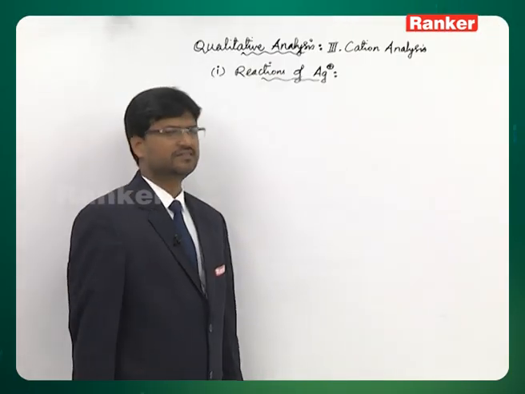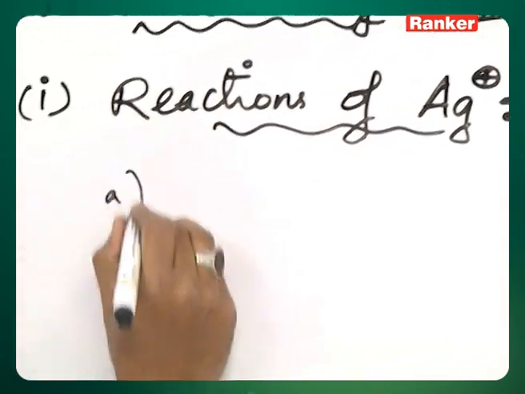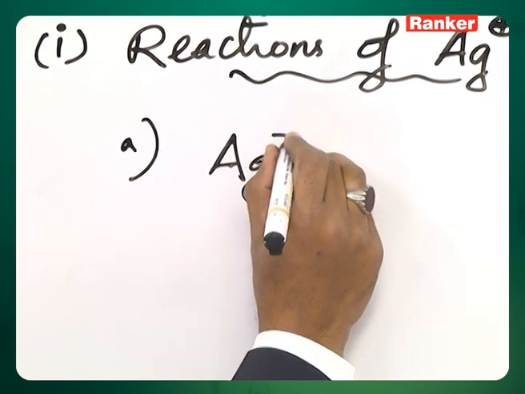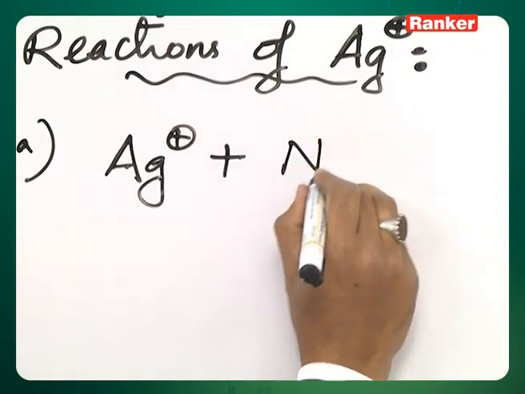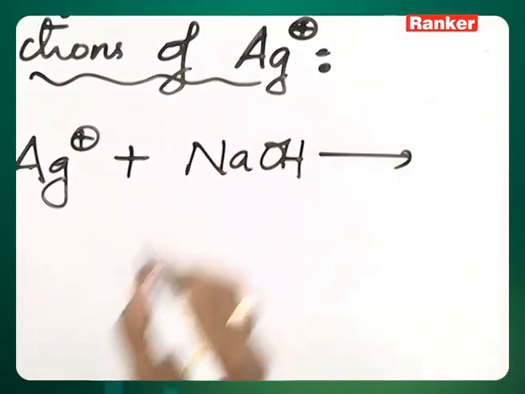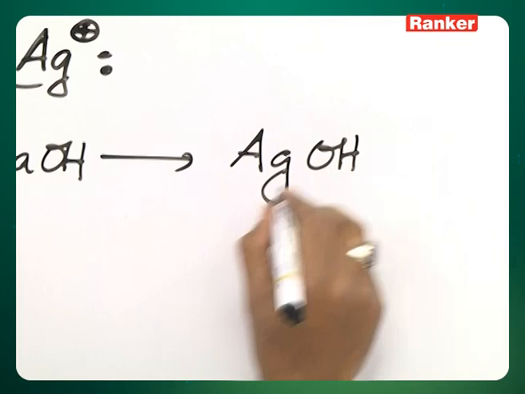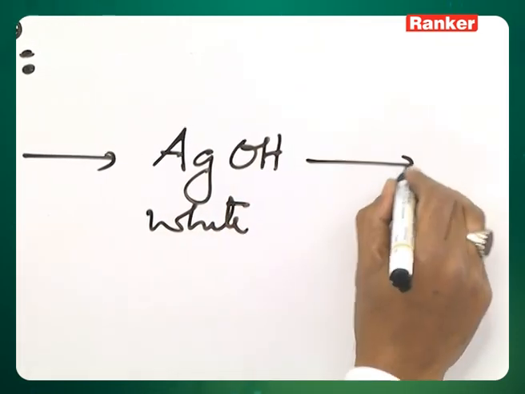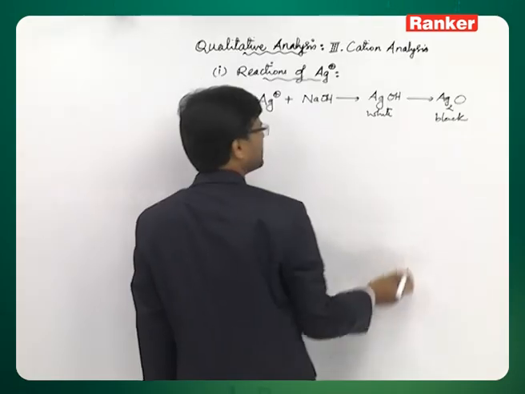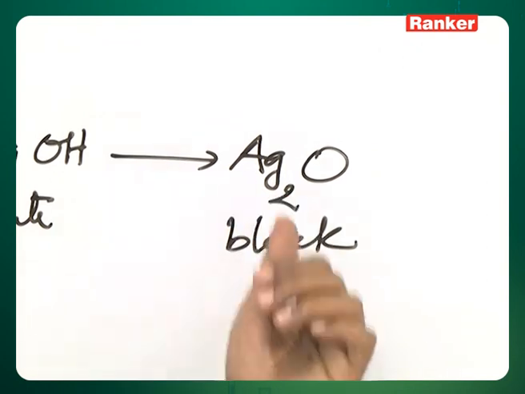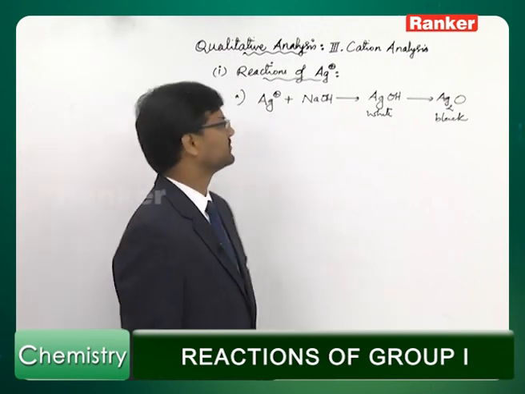Reactions of Ag plus. Let us learn reactions of Ag plus. Ag plus on reaction with sodium hydroxide will produce AgOH, which is a white precipitate. It slowly changes into Ag2O, which is black. This happens on standing. Initially you get a white precipitate of silver hydroxide which slowly turns black due to formation of silver oxide.